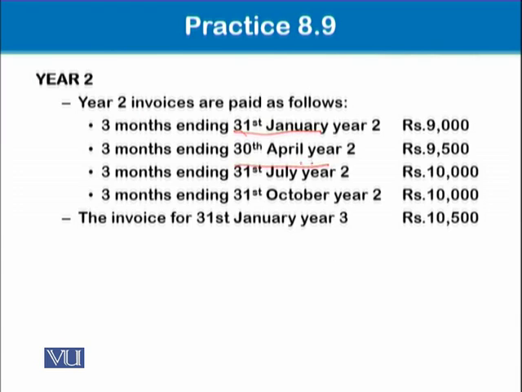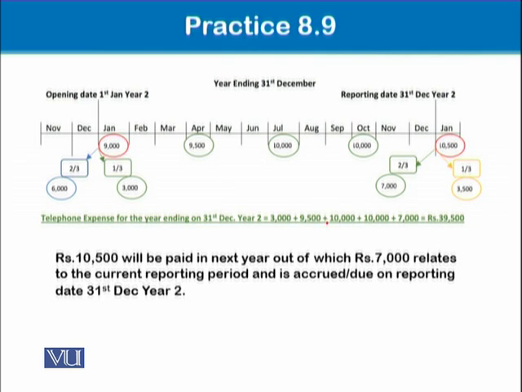31st January, 30th September, 31st July, and 31st of October, and the next is on 31st of January. So here we see that our year is starting from this period, ending over here. Okay. So this 3,000 belongs to our current period, but we are paying 9,000 for this. So what we will do, we will take only this 3,000 here.